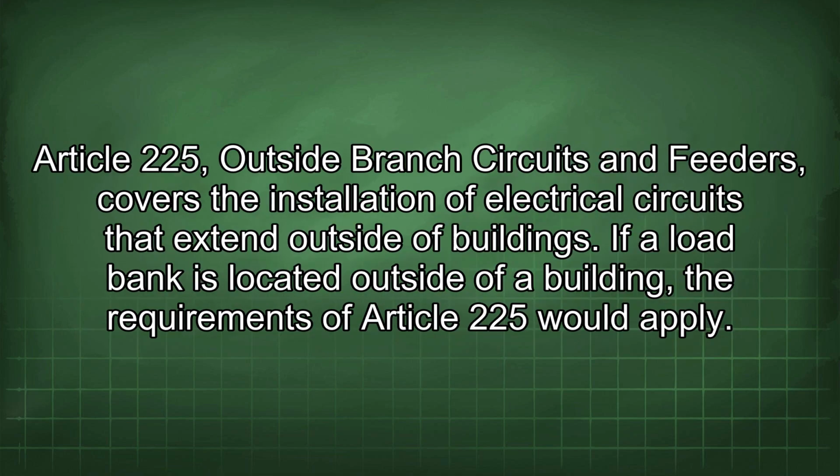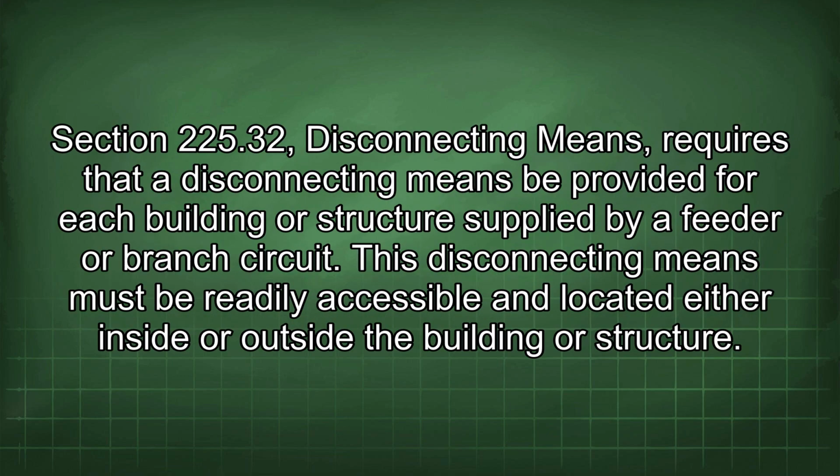Article 225, Outside branch circuits and feeders, covers the installation of electrical circuits that extend outside of buildings. If a load bank is located outside of a building, the requirements of Article 225 would apply. Section 225.32, Disconnecting means, requires that a disconnecting means be provided for each building or structure supplied by a feeder or branch circuit. This disconnecting means must be readily accessible and located either inside or outside the building or structure.